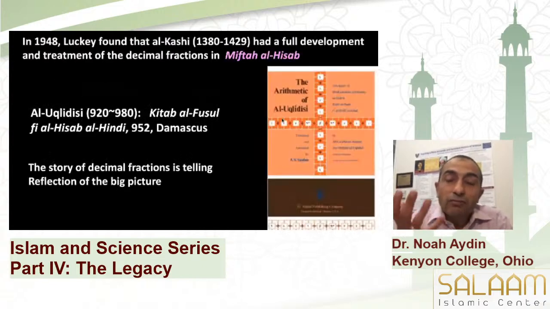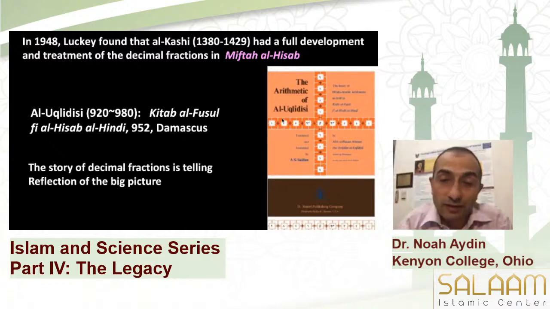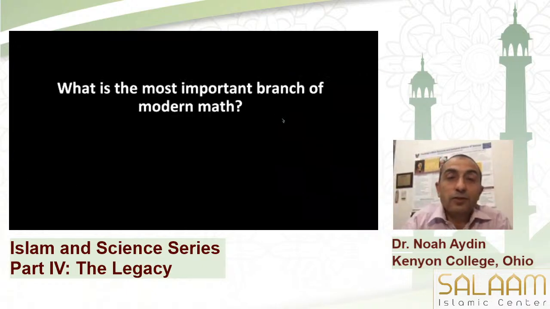So this history of the decimal point and decimal fraction is representative of the larger picture. You see, it is really telling. It is not an isolated example. It is giving us a glimpse of what's going on in the broader narrative of the history of science. So, more examples. What is the most important branch of modern mathematics?